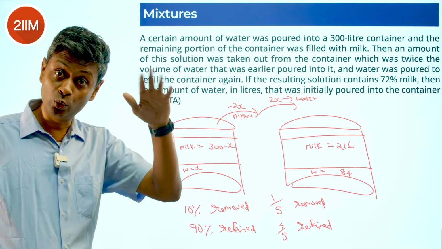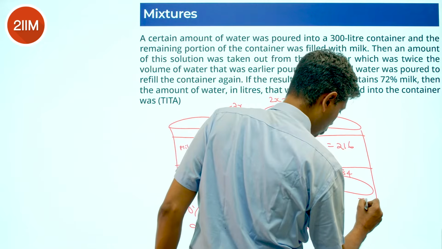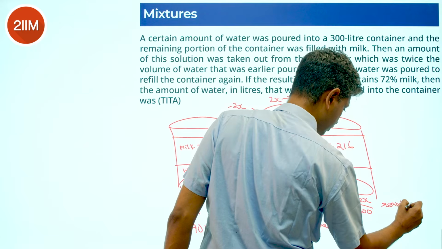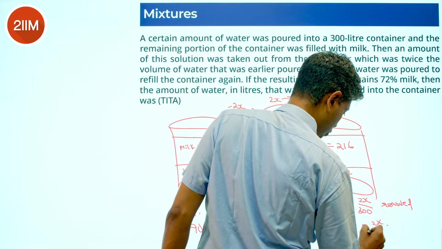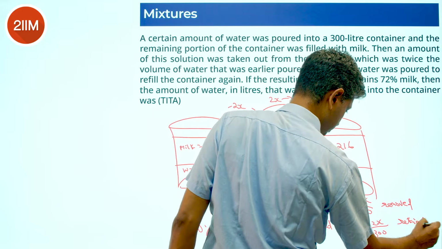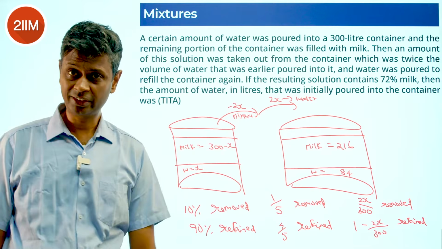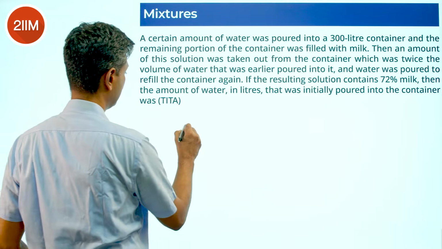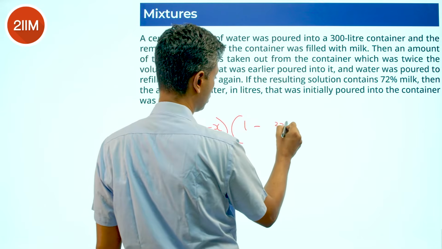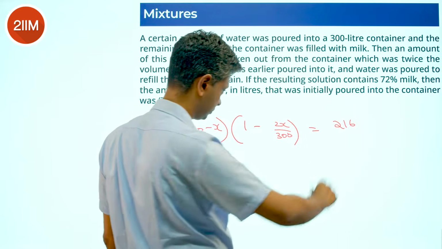2x is removed, but I'm going to think about 2x as a percentage or a fraction. 2x by 300 is removed. 1 minus 2x by 300 is retained. As a fraction, what was originally there? 300 minus x. So say, hey, 300 minus x into 1 minus 2x by 300 equals 216.